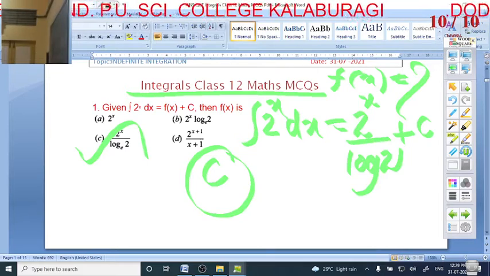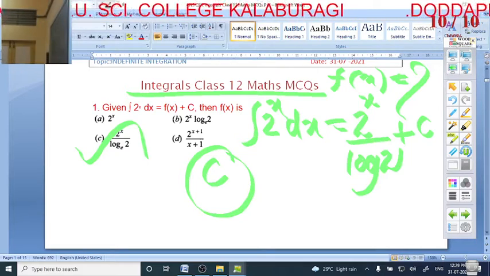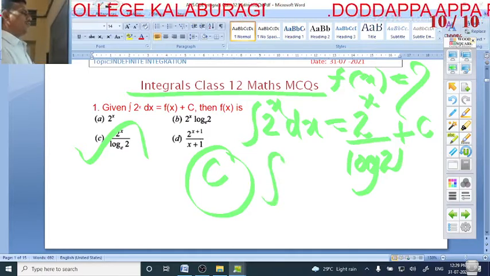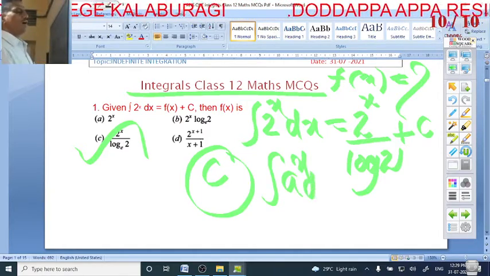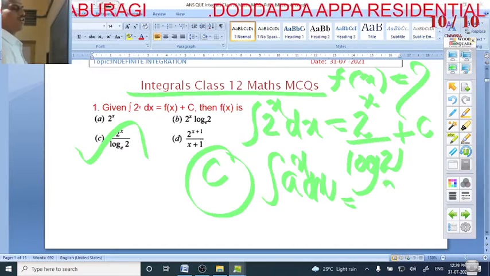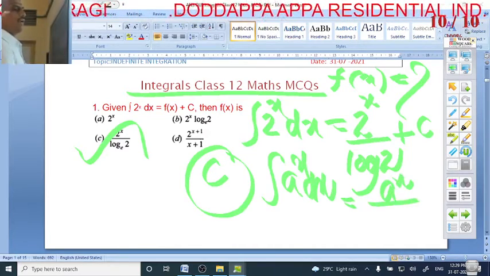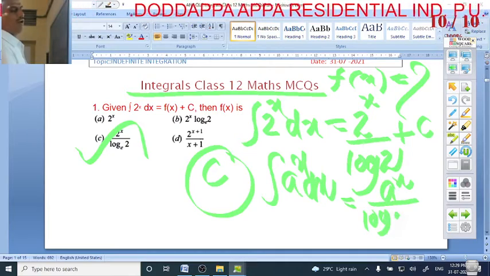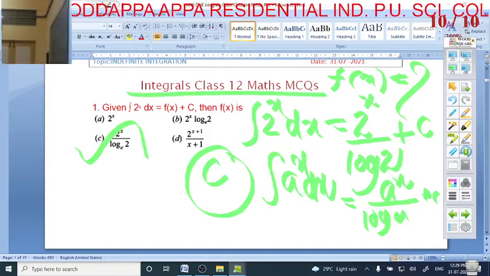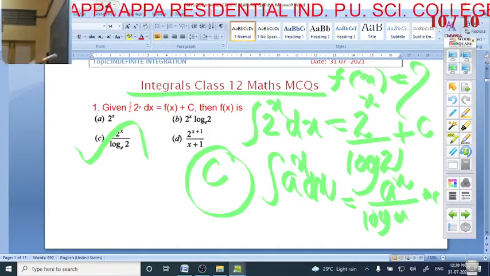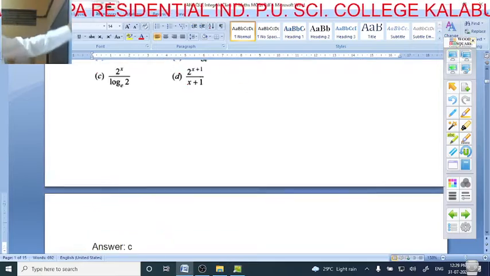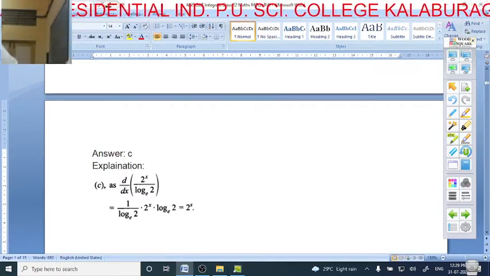So this is how the formula plays a very important role. The same formula, whatever you have studied, integration of a to the power x dx, you know very well, is a to the power x divided by log a plus c. By using that we get the answer, that is option C. Okay, I hope you people have understood and are enjoying that.